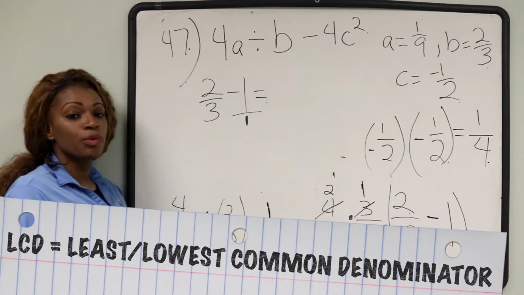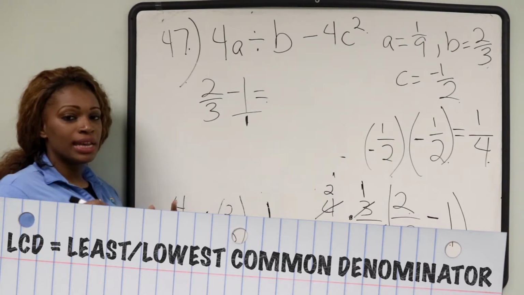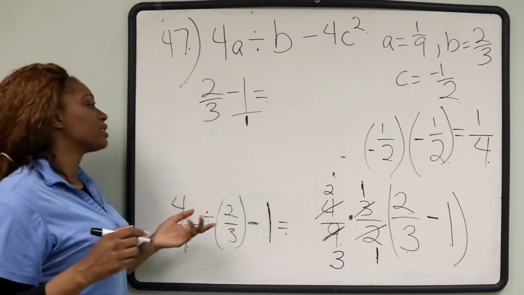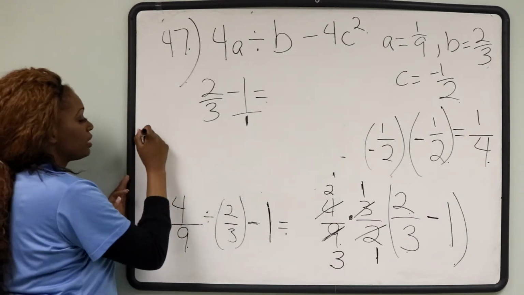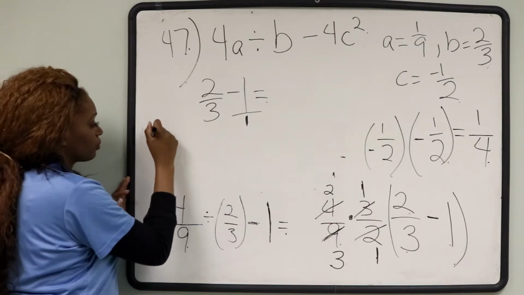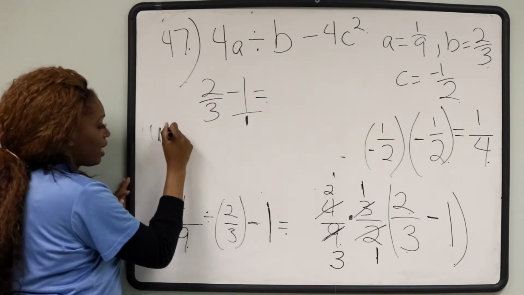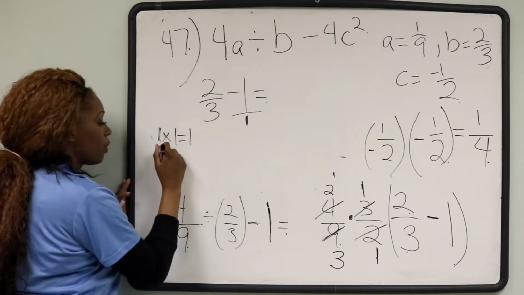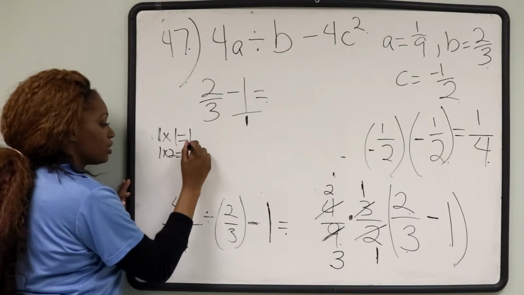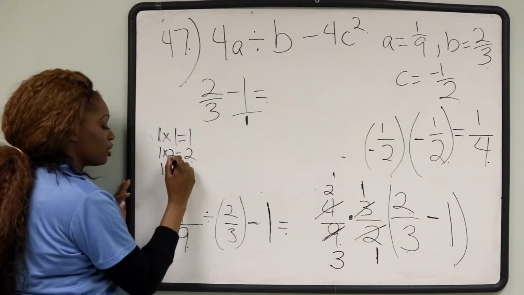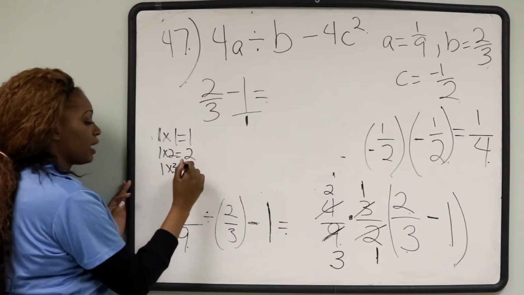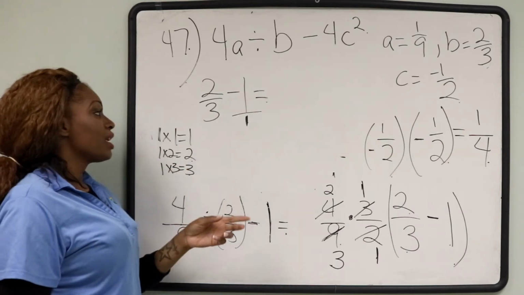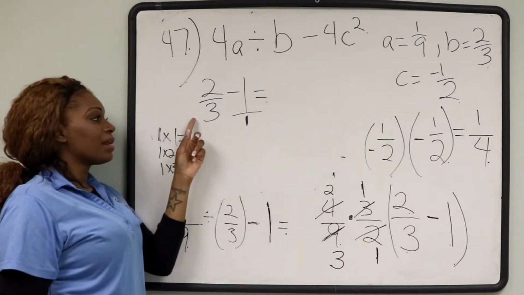I'm going to do multiples of 1 just because 1 is the least amount, it's the lowest number. You should always start with the lowest number. So 1 times 1 times 1 is 1. 1 times 2 is 2. 1 times 3 is 3. We can stop there because we need to make sure our denominators match. And we already have a 3 in the denominator here.